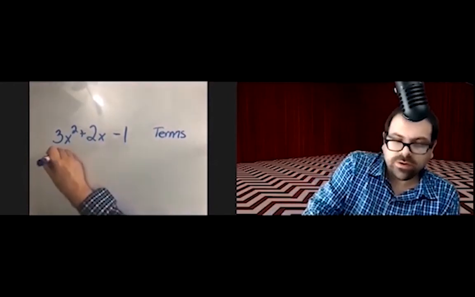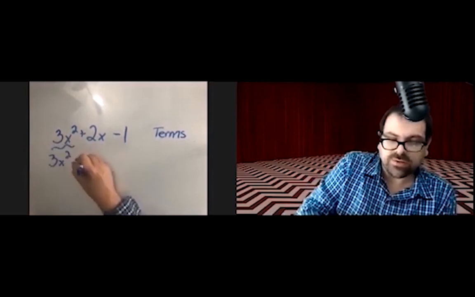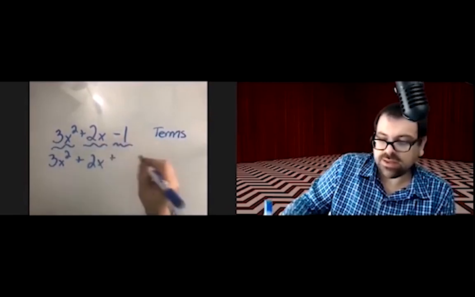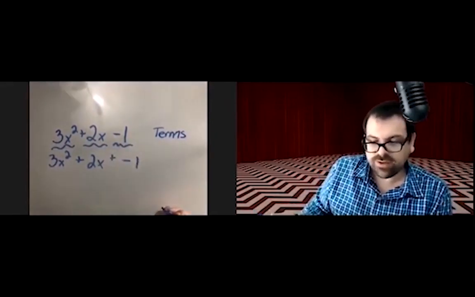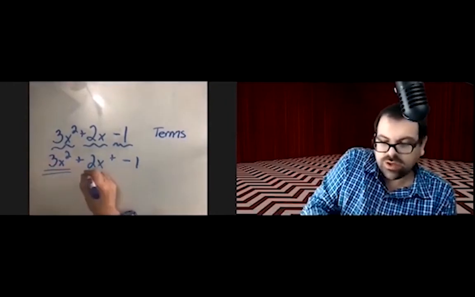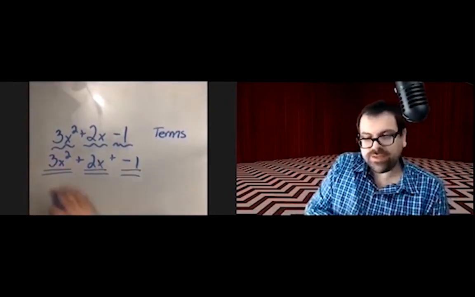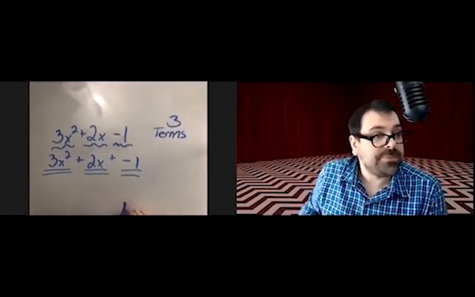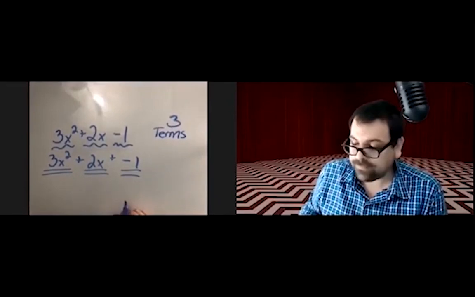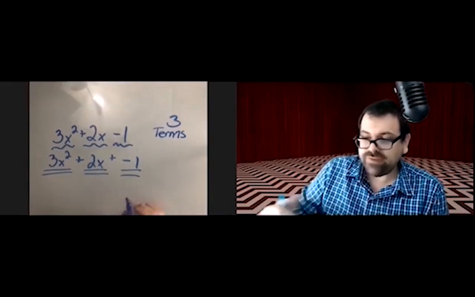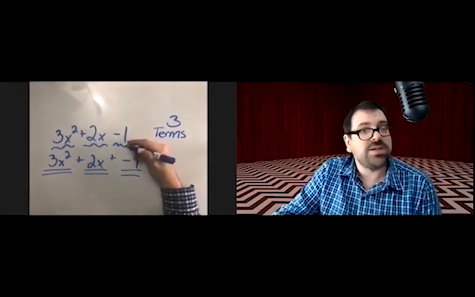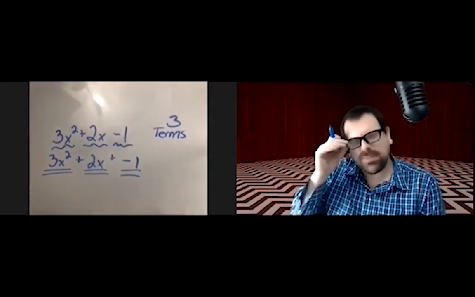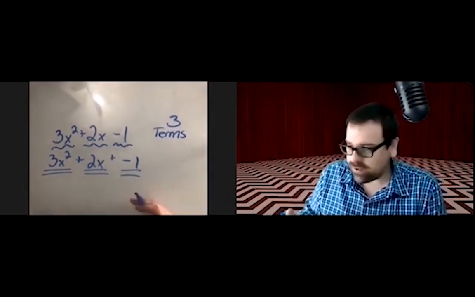And here, this could be 3x squared plus 2x plus -1. This is 1, 2, 3 things added together. This has 3 terms. You could think of it as added or subtracted, but in terms of the technicality, it's the things added together. And why am I making a difference there?